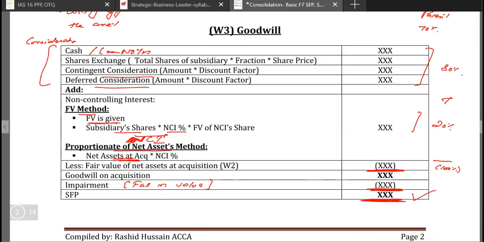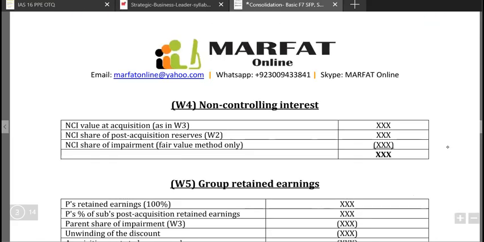Then you go on to the next page. Okay, the next working is working number 4, non-controlling interest. So non-controlling interest at acquisition, which you have calculated from working number 3. And then you give the post-acquisition reserve, which was the post-acquisition share of the NCI. And if there is impairment, you will be giving the share of the impairment to the NCI, only if there is fair value method, and that gives you the value of the NCI.